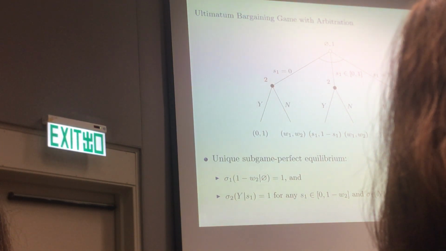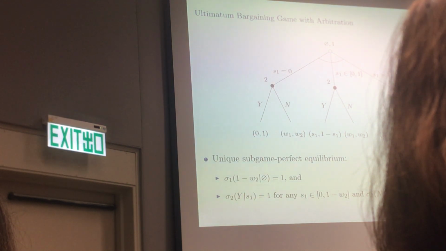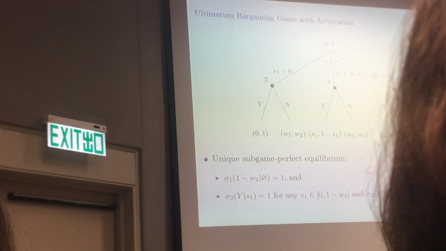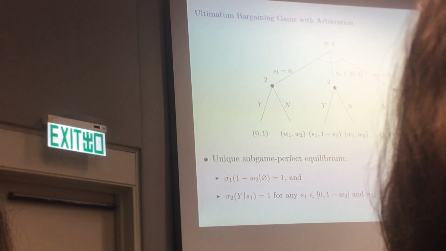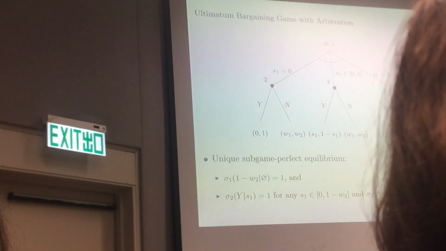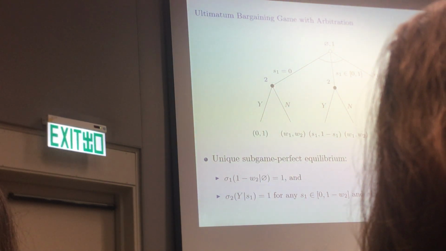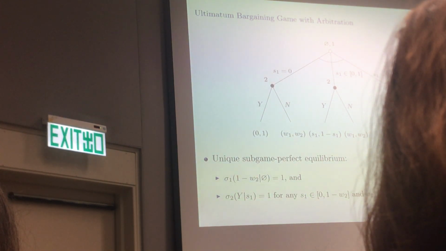And then player 2 will choose yes if S1 is less than or equal to 1 minus W2, and player 2 chooses no if S1 is strictly larger than 1 minus W2. This is the notation I'm going to use all the time.